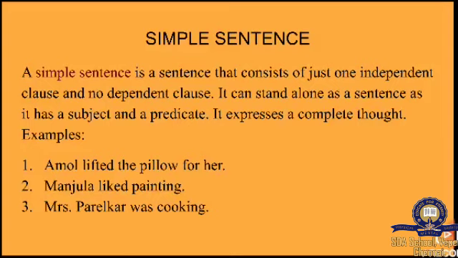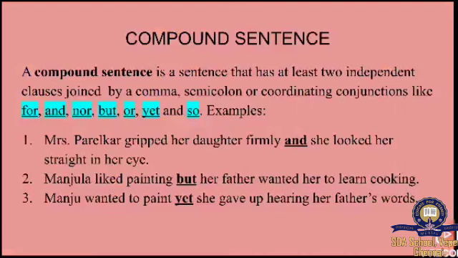Moving on, next is the compound sentence. What is a compound sentence? A compound sentence is a sentence that has at least two independent clauses joined by a comma, semicolon, or coordinating conjunctions. So what does it say? A compound sentence has two independent clauses. A simple sentence had just one independent clause, while a compound has two independent clauses.